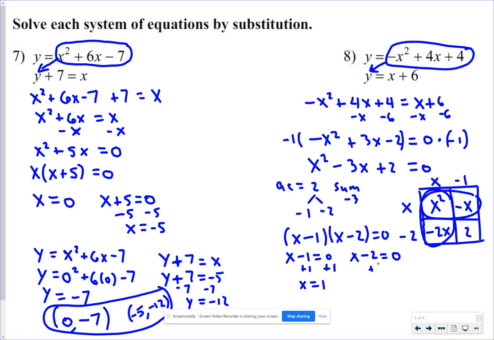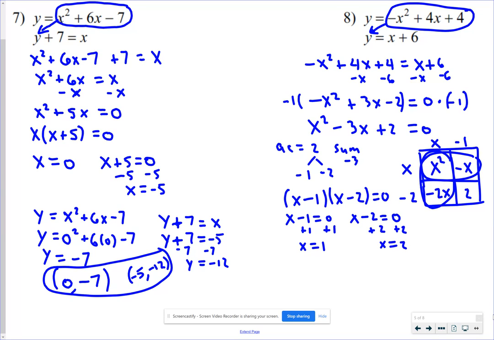We add a 2 here, we get that x must be 2. Okay, we've got to find the y values that go with those x's. I'm going to use the second equation because it's real super simple. Y equals x plus 6. So if x is 1, y is going to be 7.